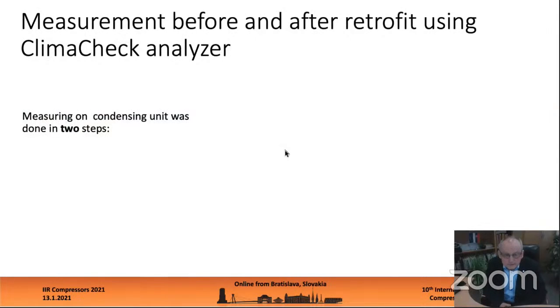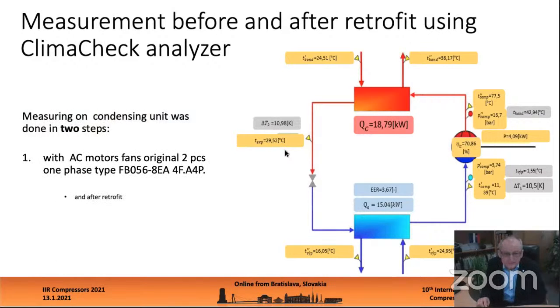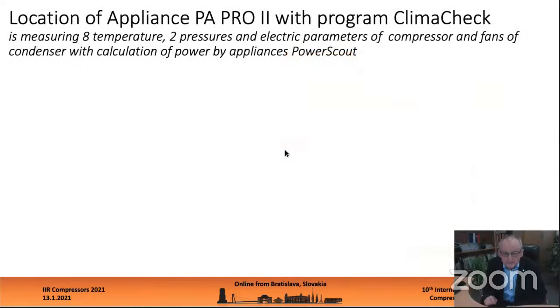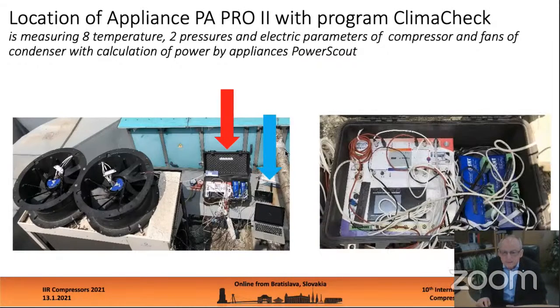We have made measurements before and after the retrofit using the ClimaCheck analyzer. We have done it in two steps: firstly with AC motors and after the retrofit with EC motors. You can see now the location of the power analyzer, which is behind the condensing unit. Beside is the data transmission to the ClimaCheck website in front, the PC, and on the right side there is power measurement of the compressors and fans.